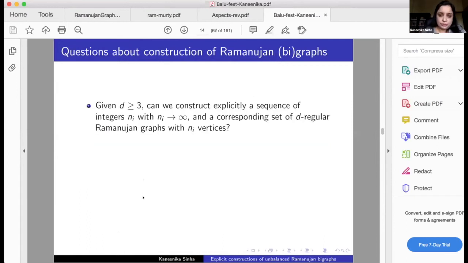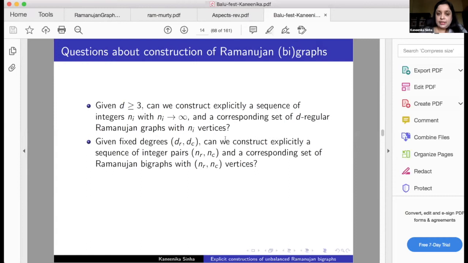So here are some questions. Given d greater than or equal to 3, can we construct explicitly a sequence of integers n sub i with n sub i going to infinity and a corresponding set of d-regular Ramanujan graphs with n sub i vertices? Similarly, given fixed degrees dr and dc, can we construct explicitly a sequence of integer pairs nr, nc and a corresponding set of Ramanujan bigraphs with nr, nc vertices?